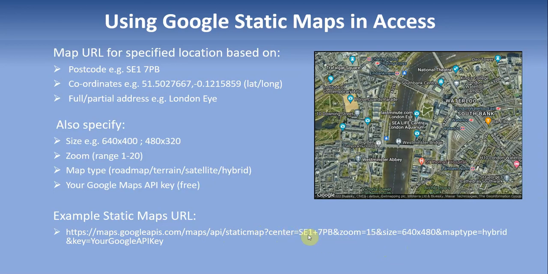So the postcode SE1 7PB, they put a plus sign in the middle here, zoom value of 15, which is a good starting point usually, the size 640 by 480, and I've told it I want a hybrid map. And then obviously I need to put in my API key, which I'm not going to show here because I don't want everyone using up my credit card allowance.